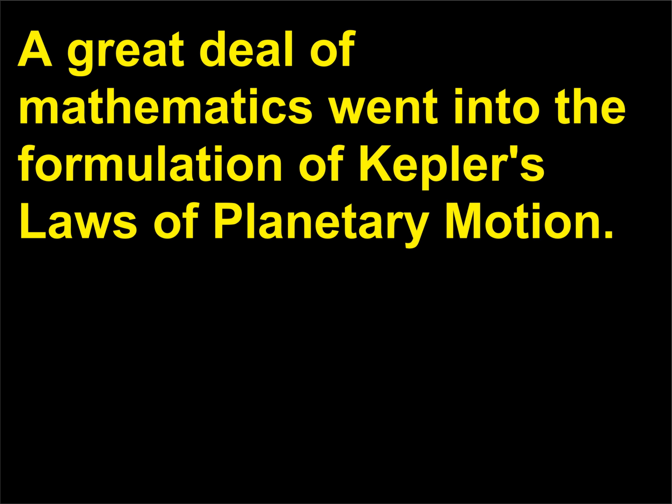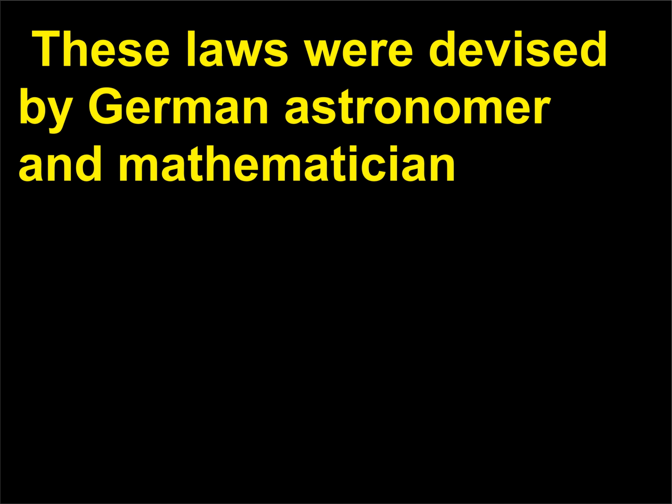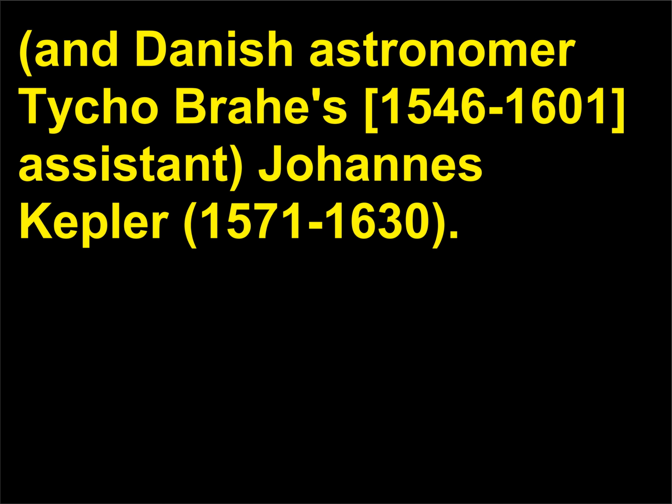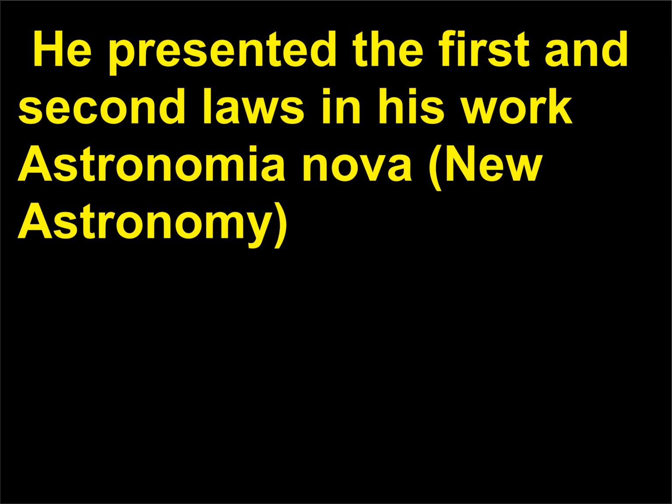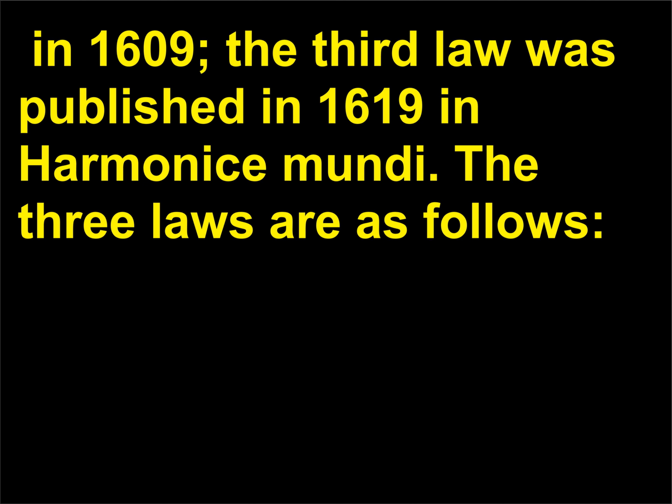A great deal of mathematics went into the formulation of Kepler's laws of planetary motion. These laws were devised by German astronomer and mathematician, and Danish astronomer Tycho Brahe's (1546-1601) assistant, Johannes Kepler (1571-1630). He presented the first and second laws in his work Astronomia Nova, New Astronomy, in 1609. The third law was published in 1619 in Harmonices Mundi.